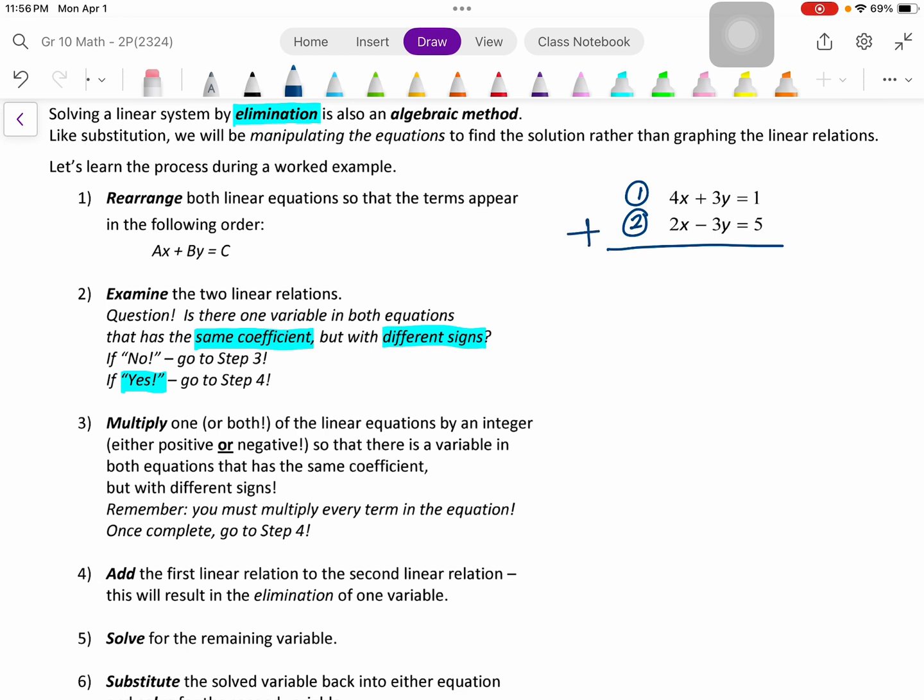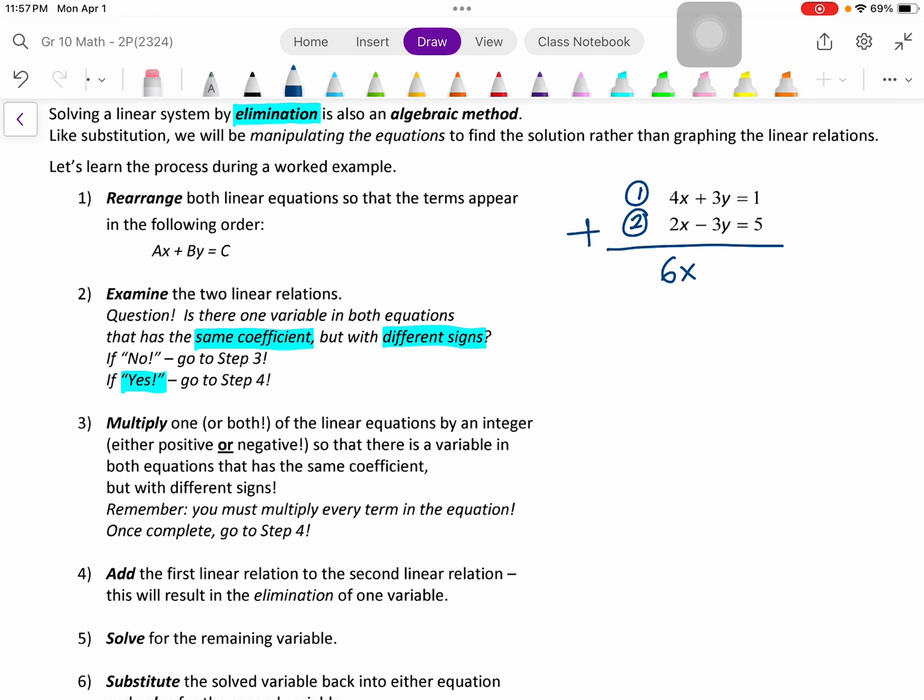So once again, I'm going to add these two linear relations together. Remember, when I'm adding or subtracting, I can only add or subtract like terms. That's part of the reason that we make sure that we're in the same format, so that our like terms line up. So I have 4x and 2x, those are like terms. 3y and negative 3y, those are like terms, and 1 and 5 are constants, so they can also be added together. They're like terms. So 4x plus 2x is equal to 6x.